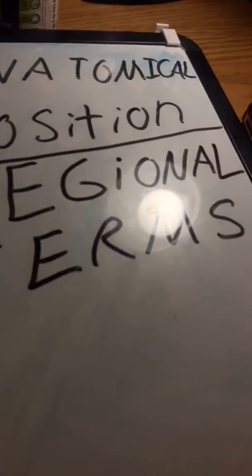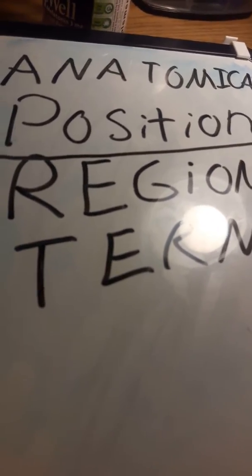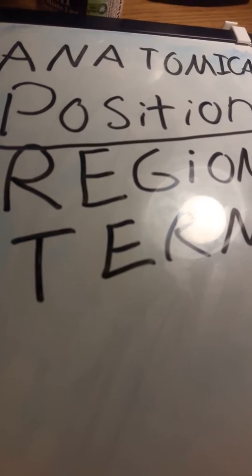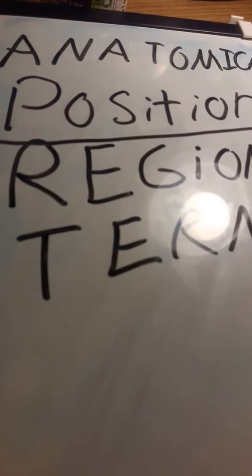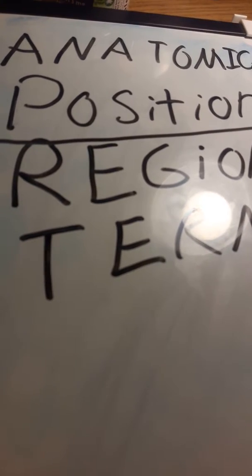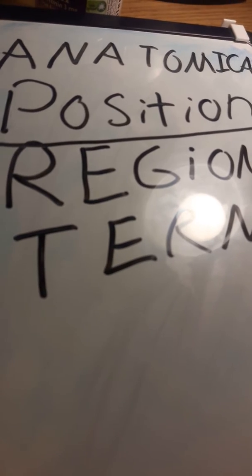Kind of blurry. But then we're going to be looking at the abdominal region, which is your abs. Everyone knows the abdominal region. Your umbilical area, which is basically where your belly button is. Your pelvic region, right where your pelvis is, right below your belly button. Inguinal is going to be your groin. And then the pubic or genital area.